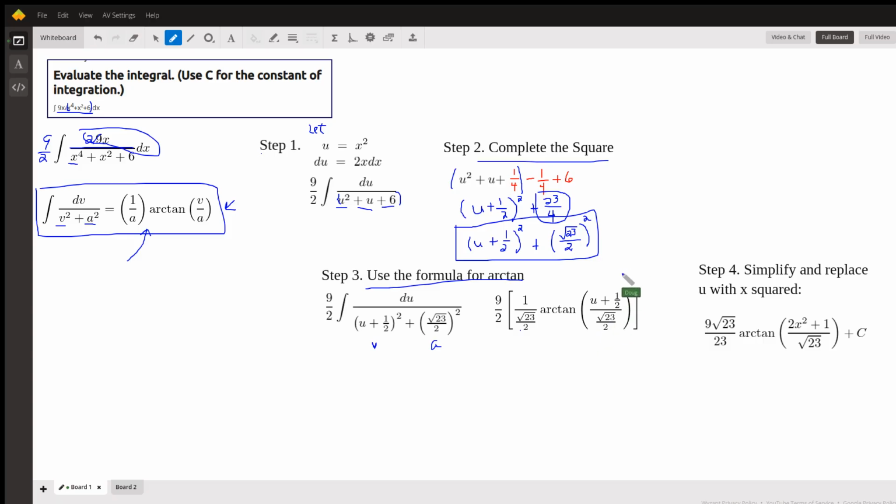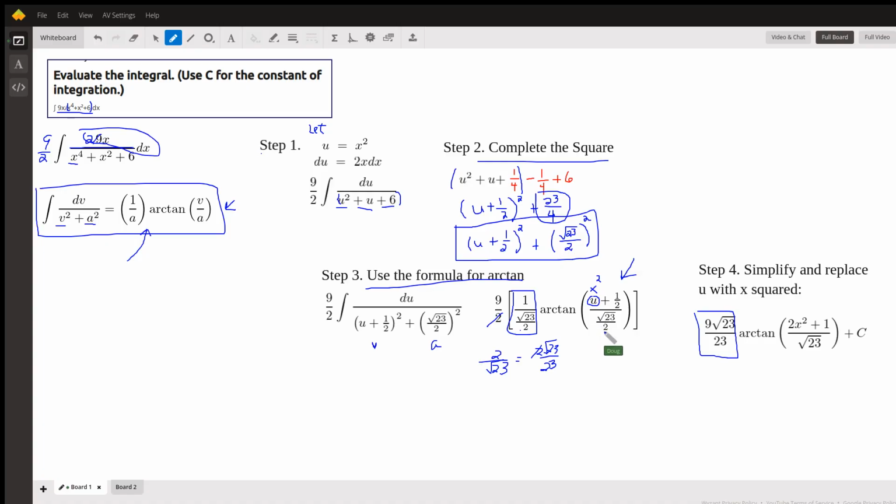And at this point, we could replace the u with x squared, or you could picture simplifying it ahead of time. Of course, here, this becomes 2 over the square root of 23, but you could rationalize that. If we rationalize that, you get 2 radical 23 over 23. But then if you multiply that by 9/2, these two cancel out. That's where we get this factor.